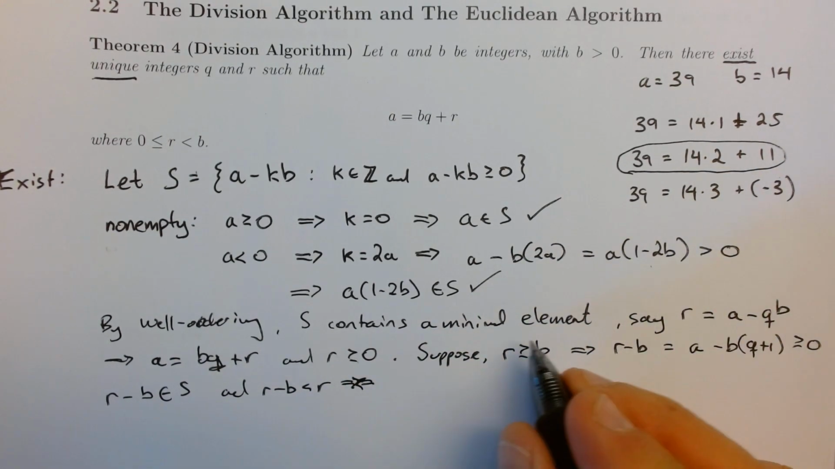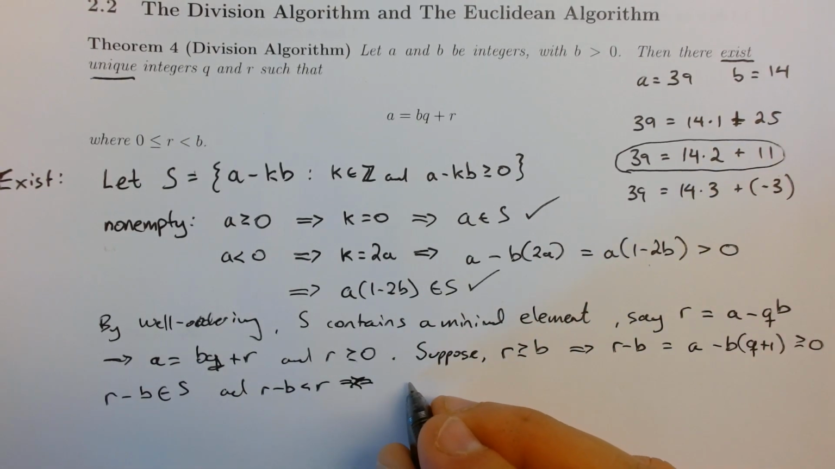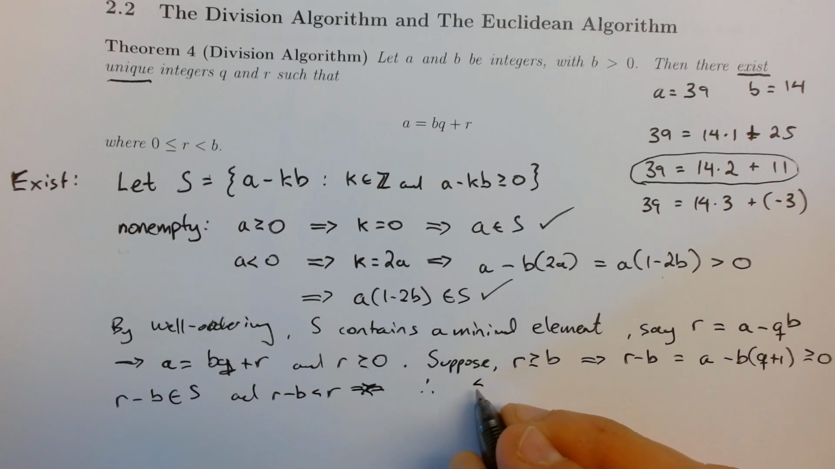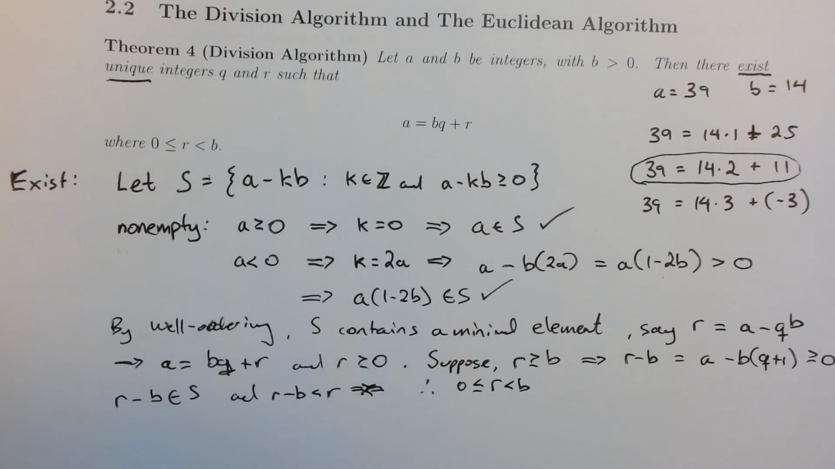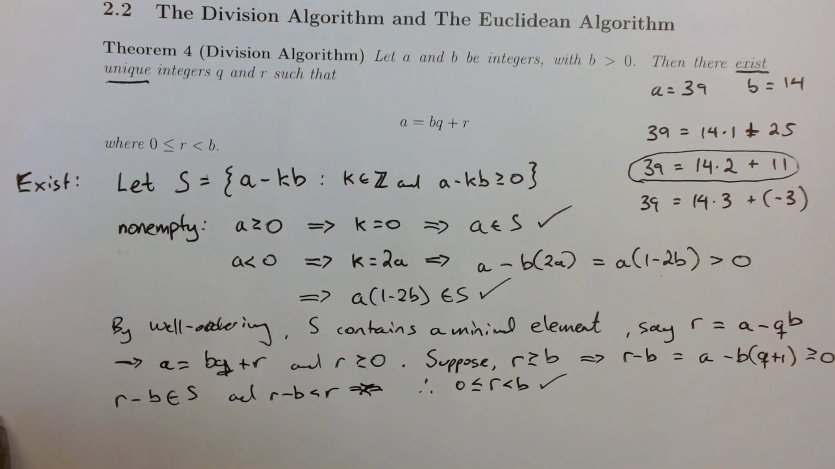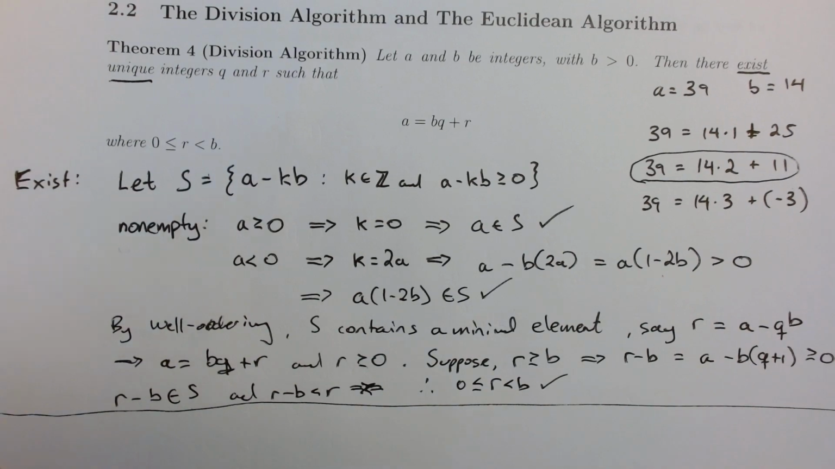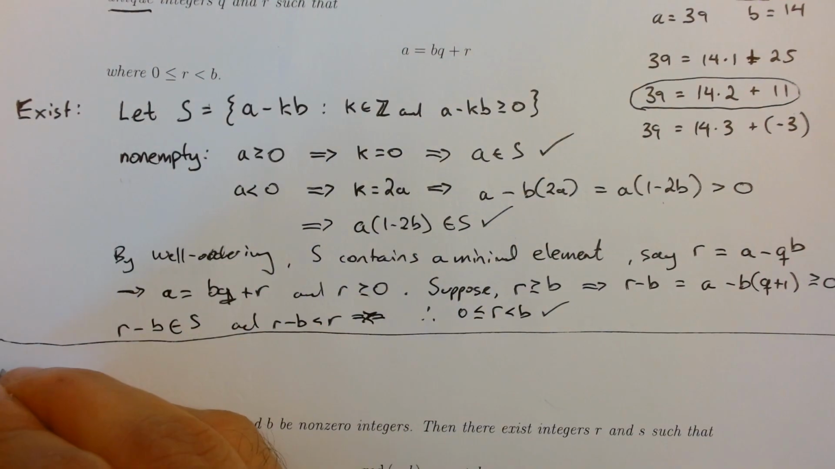So that contradicts R being greater than or equal to B. So that implies that R is actually between 0 and B, and not equal to B. So that guarantees our existence. And I don't have much room here, but I'll try and squeeze in the uniqueness part of the proof.